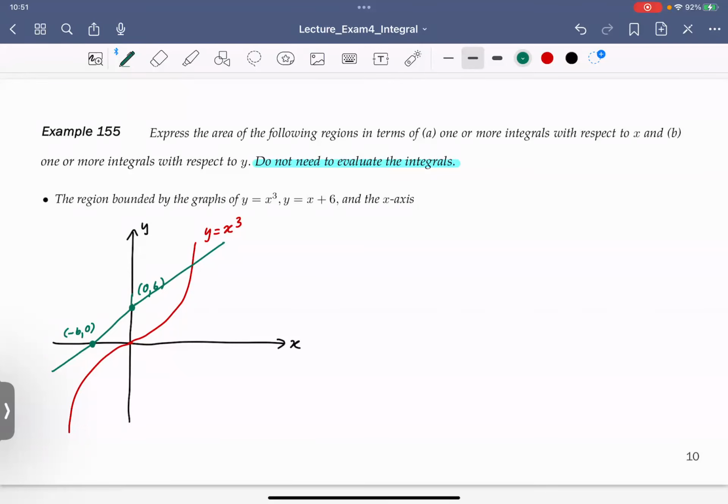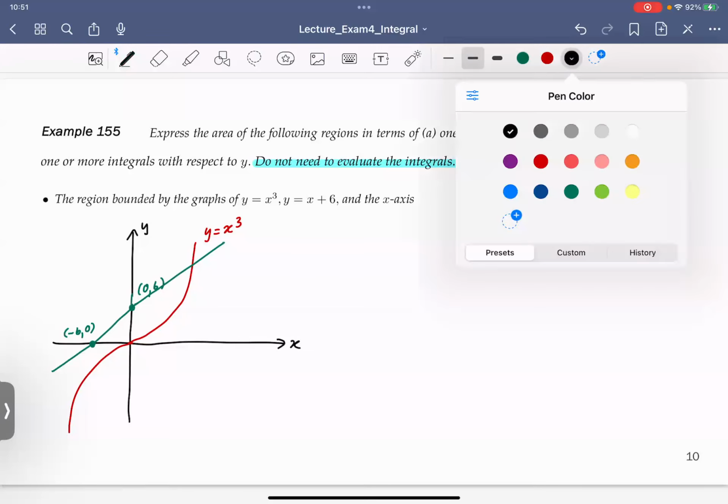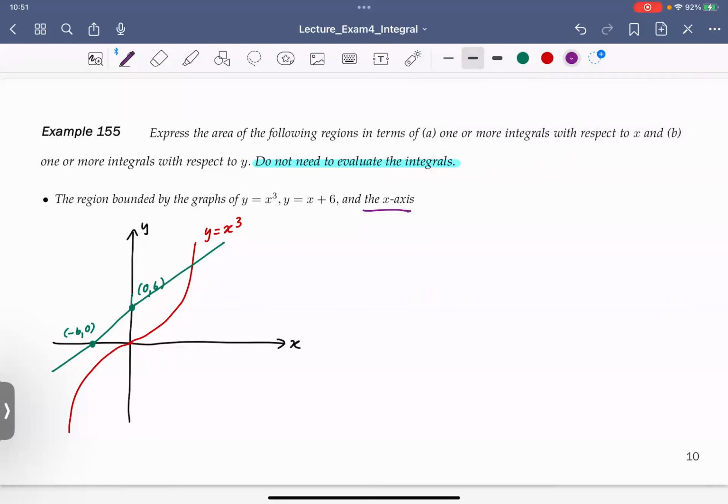You just sketch it. And then the last one that you have is the x-axis, which is the purple one, but it is the axis, so you don't see the difference. But the x-axis is also y equals 0. This one is y equals x plus 6. So now you can see that the region that you want is this one.